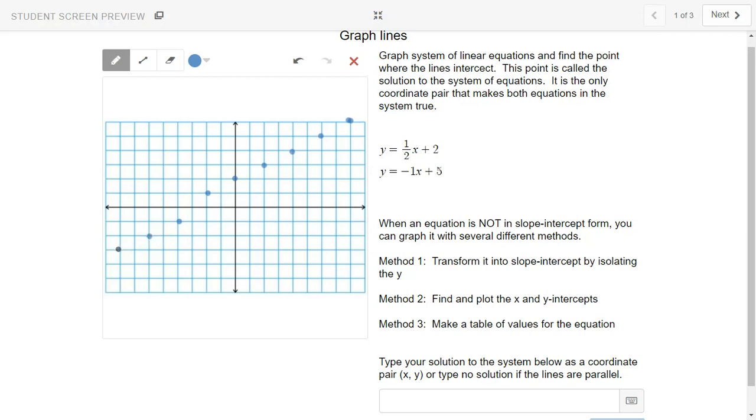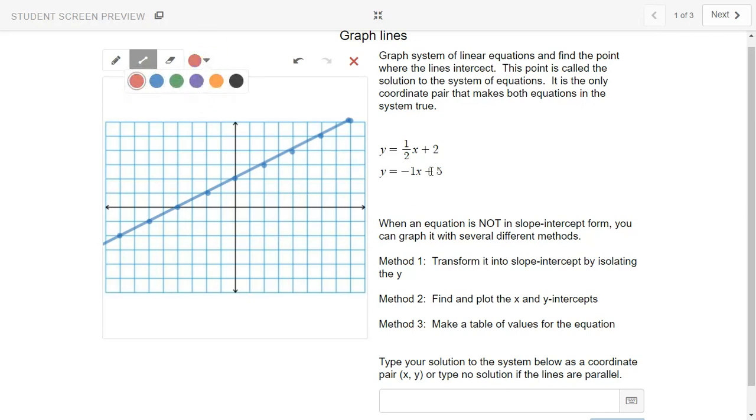It's important that you get all your points in there. Whoa, I messed up. There we go, down and left, down and left, down and left. Okay, it's important that you get all your points there because that'll give you a better shot of finding the point of intersection.